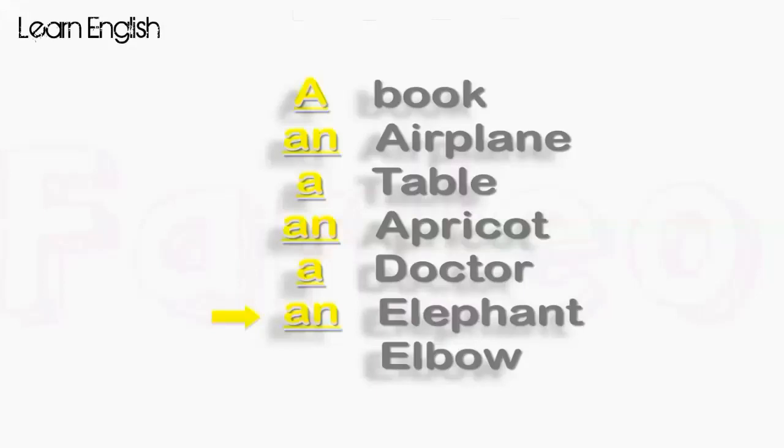The next example that we have is elbow. Now, elbow is a part of our body. It starts with E, which is a vowel, so we will have to put an in front of it, an elbow. Right? Getting over it again. A book, an airplane, a table, an apricot, a doctor, an elephant, an elbow.